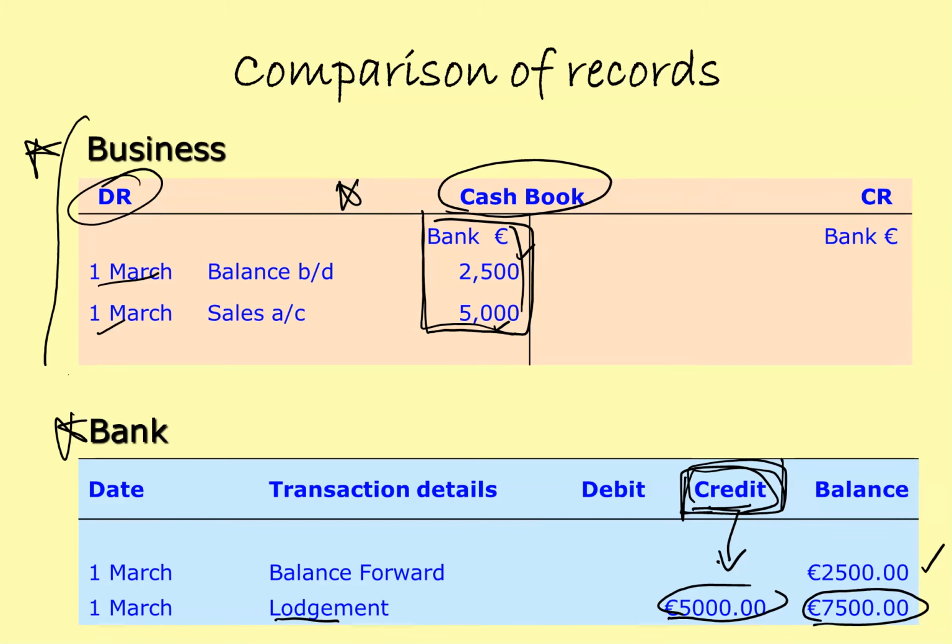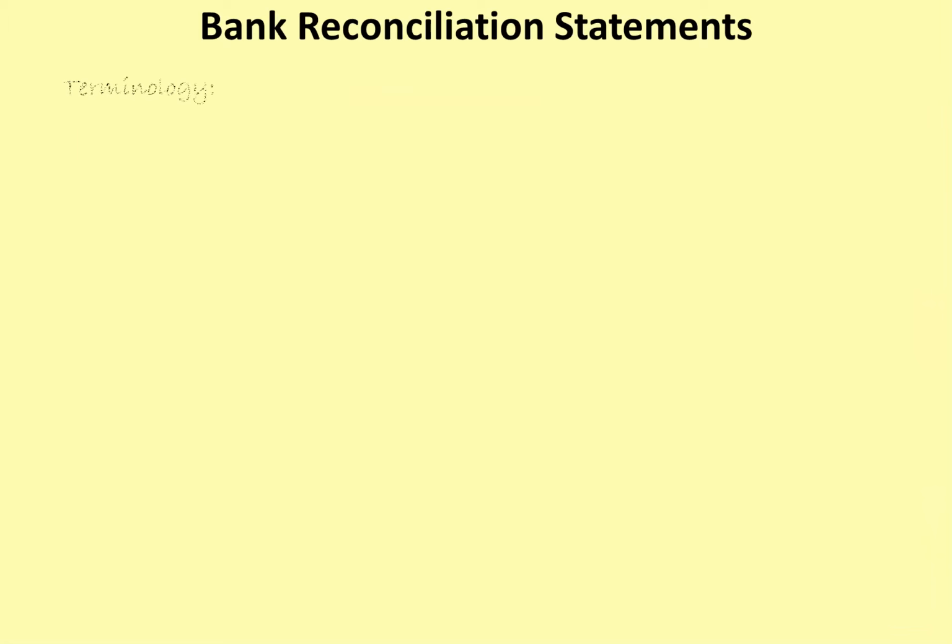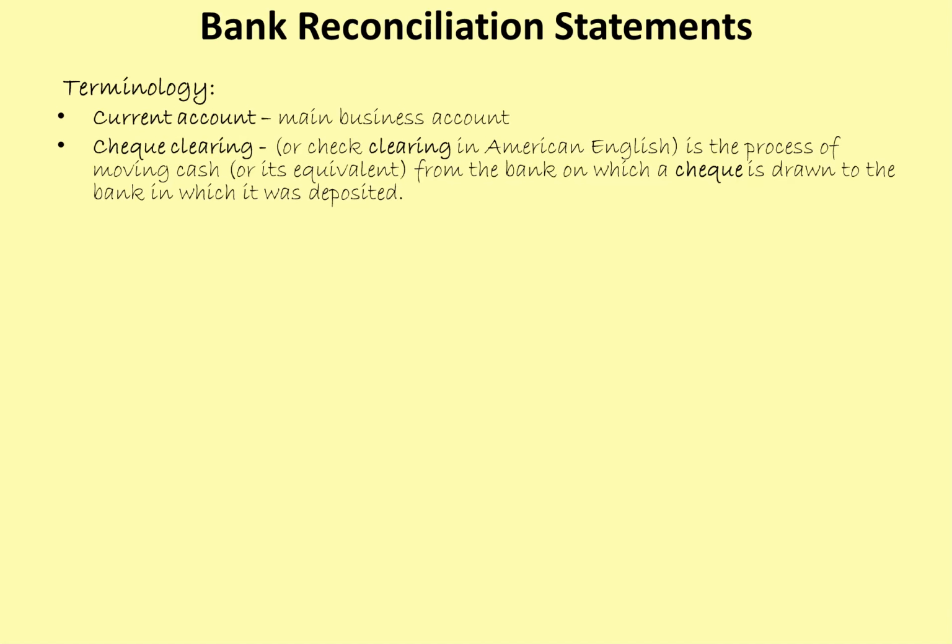Now, we'll just have a look at a few other little things here. Some terminology. So this is just quite important to get this clear. A current account, that's the main business bank account. Check clearing, or check clearing in American English, is the process of moving cash or its equivalent from the bank on which a check is drawn to the bank in which it was deposited. So the checks physically move through the system, and that's referred to as check clearing.